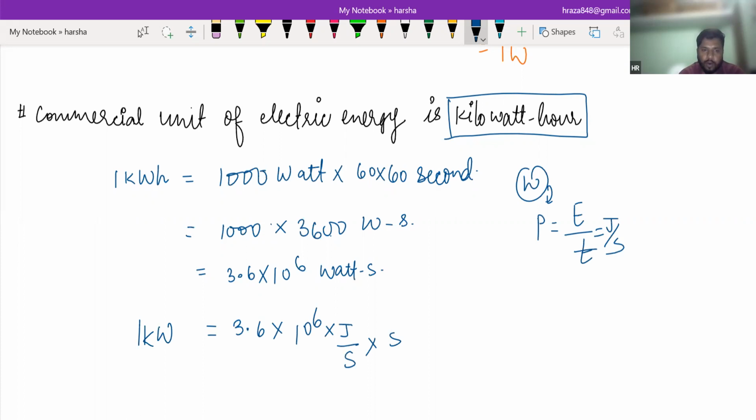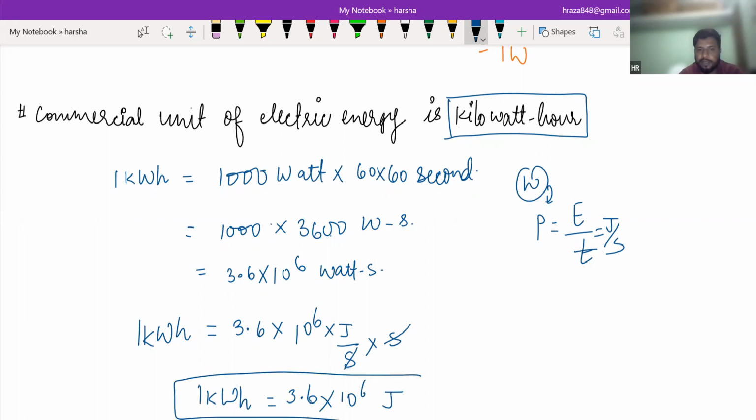So second will be cancelled by second, and 1 kilowatt hour will be equal to 3.6 into 10 raised to the power 6 joule. Kilowatt hour is the commercial unit of energy, the commercial unit of electric energy, and 1 kilowatt hour is equal to 3.6 into 10 raised to the power 6 joule. This is very important to note. It will be asked. Please write it.